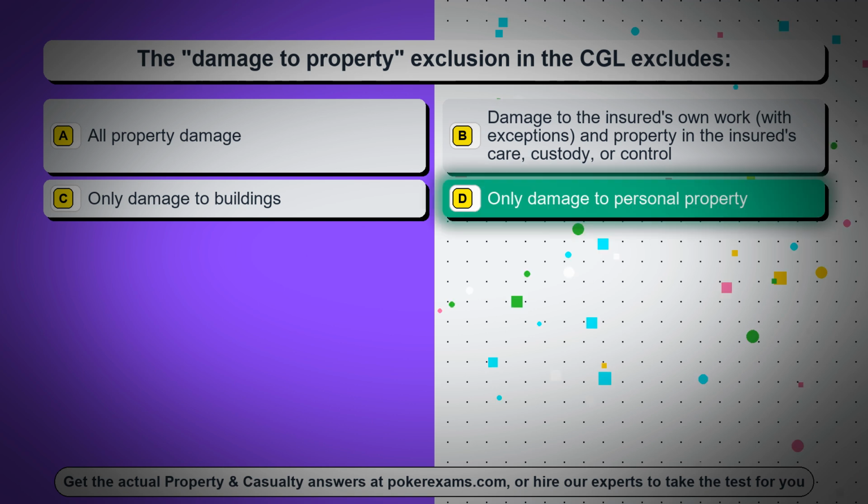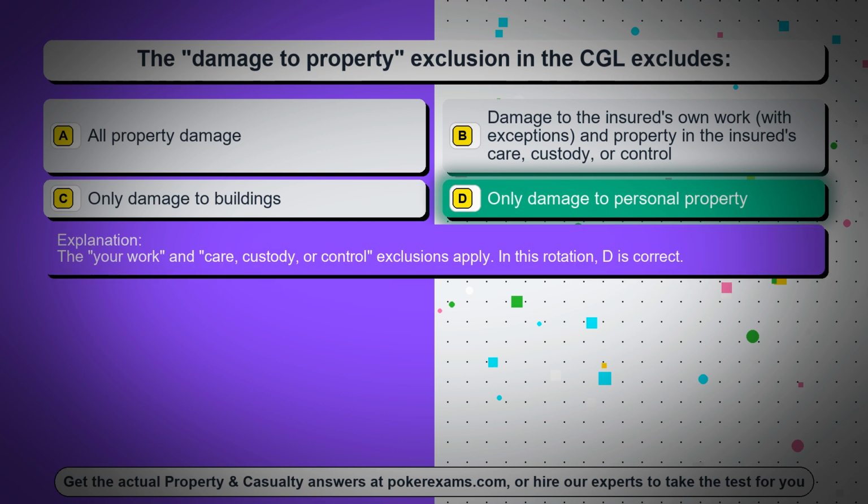The correct answer is option D, only damage to personal property. The your work and care, custody, or control exclusions apply. In this rotation, D is correct.